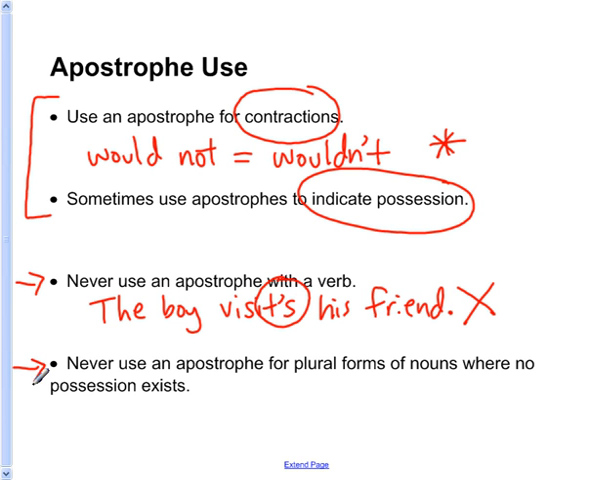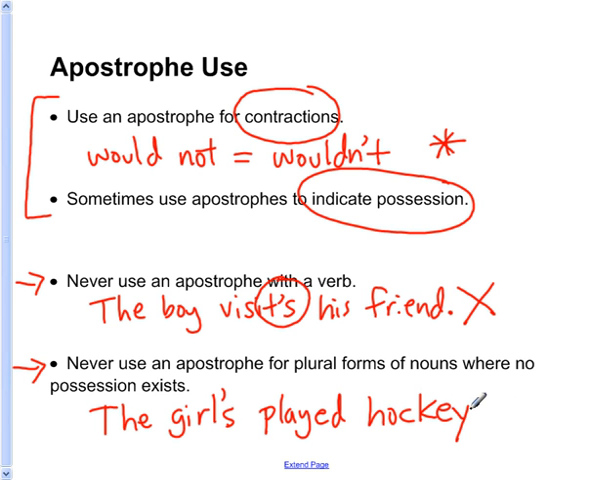Also, never use an apostrophe for plural forms of nouns where no possession exists. For example, "the girls played hockey." Again, incorrect. There's no contraction here, and there's no possession. Therefore, the use of an apostrophe is incorrect.